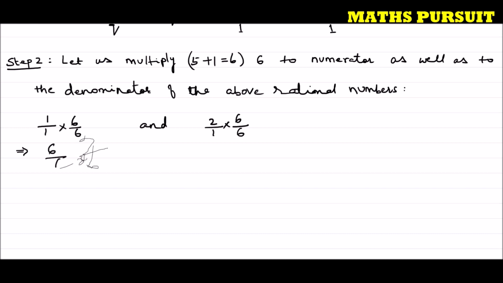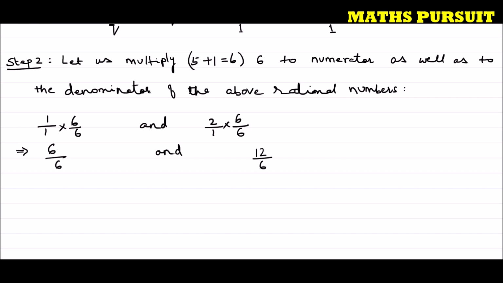Oh, what are we getting? We are getting 6 upon 6 and 12 upon 6. So these are the two things we got. Now let us see how many rational numbers we have in between 6 upon 6 and 12 upon 6.